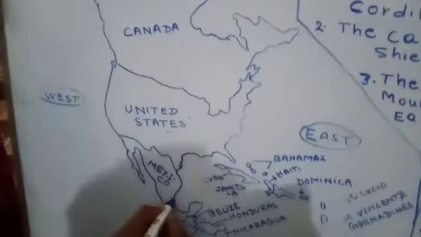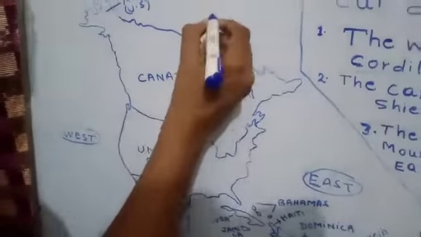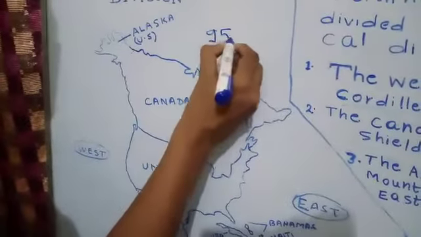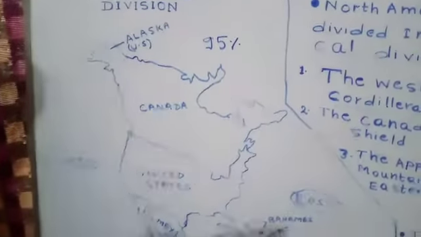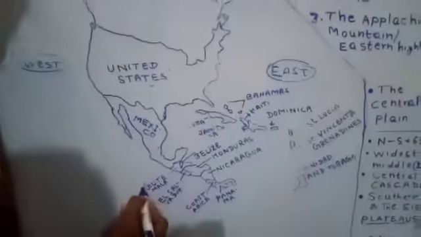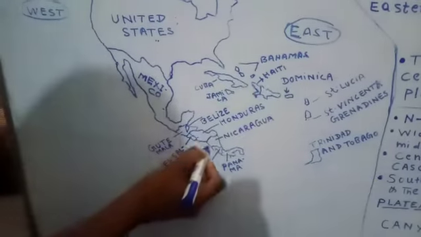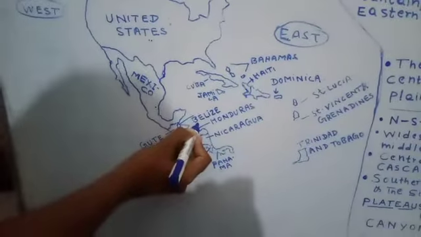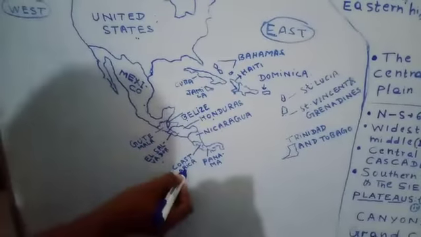Besides these three major countries, which occupy 95% of the area of North America, there are some small countries: Guatemala, El Salvador, then you can see Belize, Honduras, Nicaragua, Costa Rica, Panama.